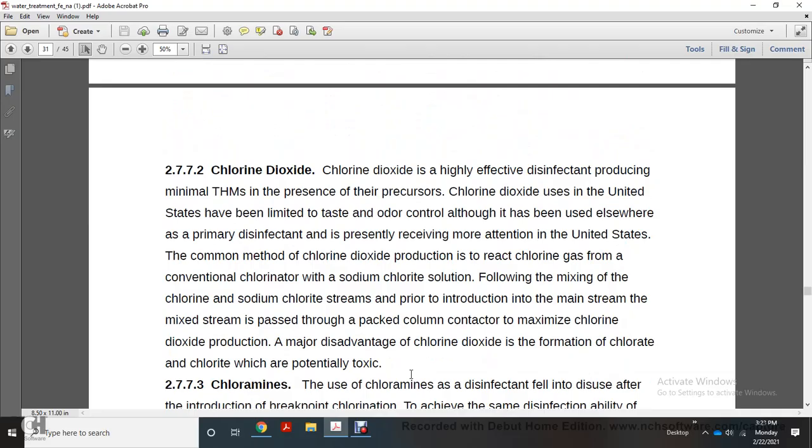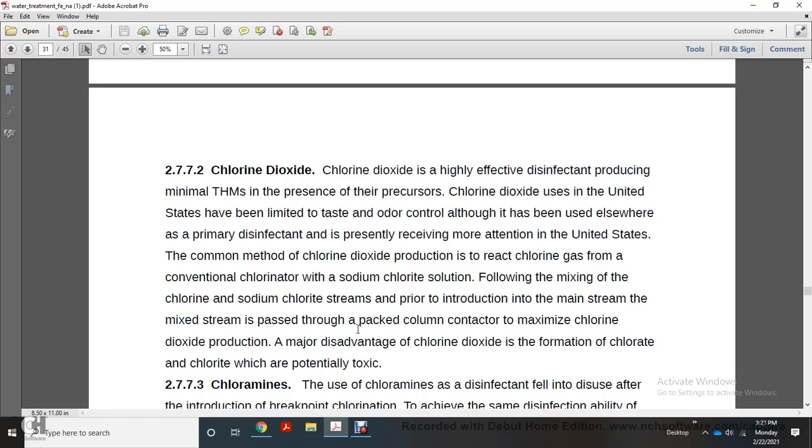Alright, chlorine dioxide is a highly effective disinfectant that produces minimal trihalomethanes, even with precursors present. In the United States it has been limited to taste and odor control, while elsewhere it has been used as a primary disinfectant, and it is receiving more attention in the United States.